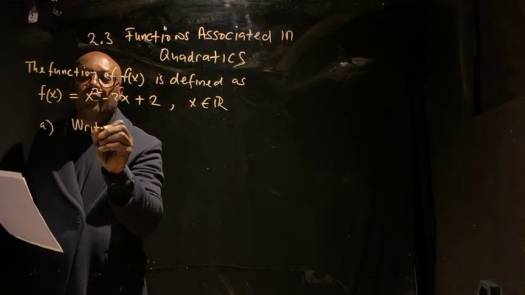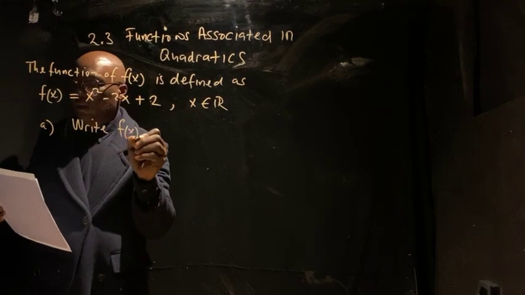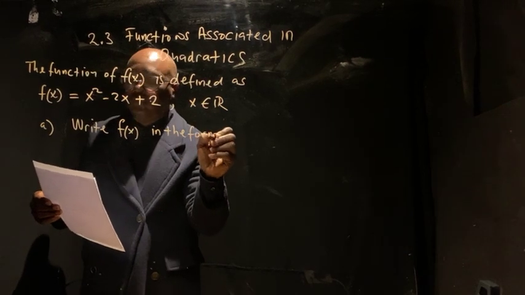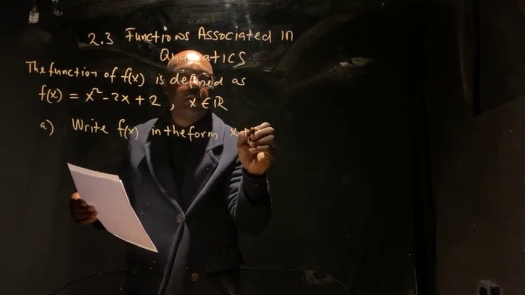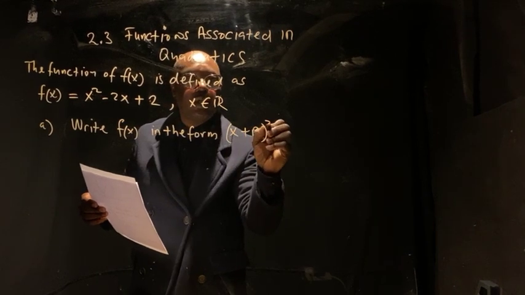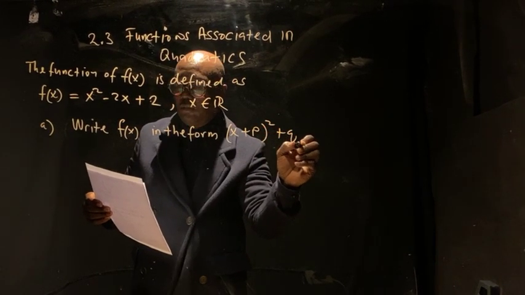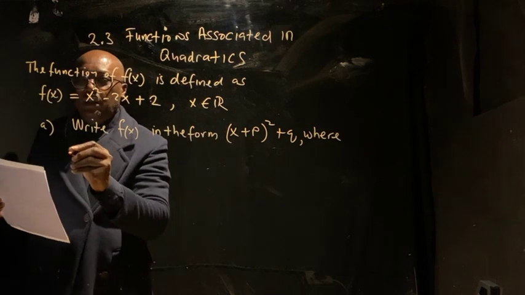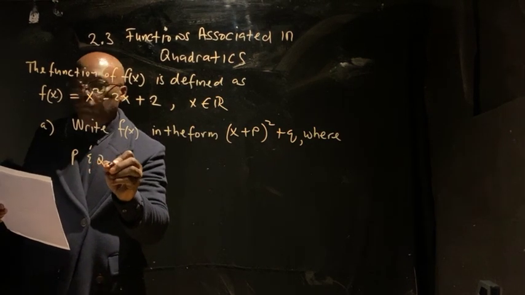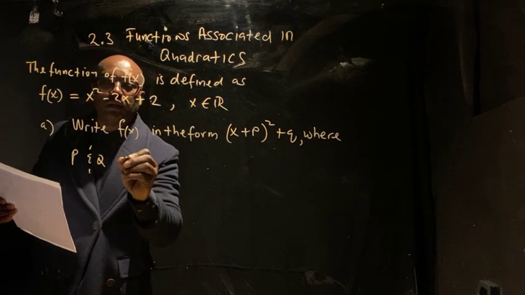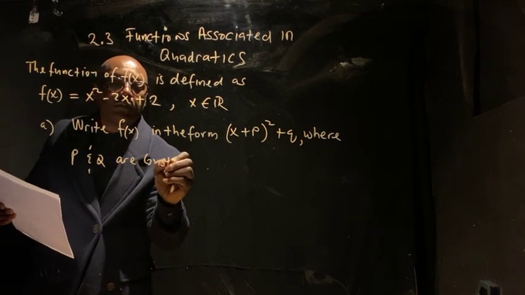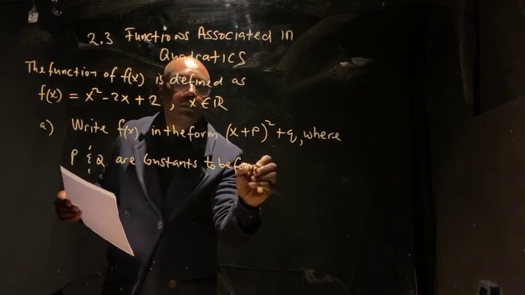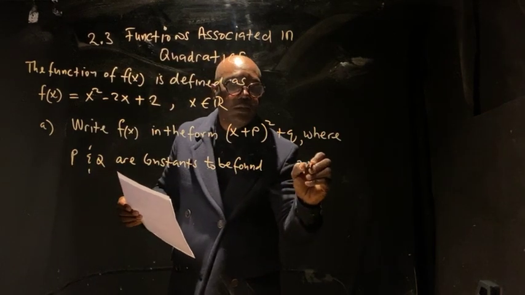Write f of x in the form x plus p squared plus q, where p and q are constants to be found. It carries 2 marks.